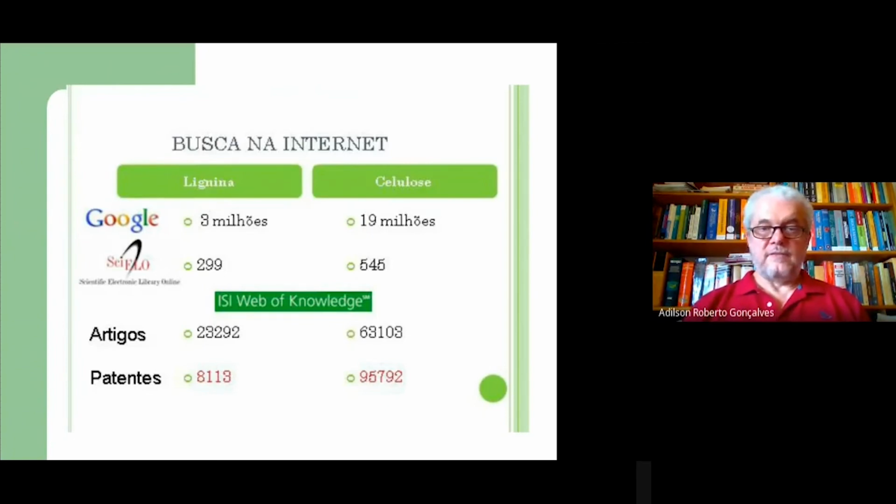In this figure, it's very simple. We just compared, by making a search on the internet, how many entries we have for lignin and cellulose, using even Portuguese, English, and German words. Comparing cellulose and lignin, we have more entries for cellulose, of course. This is the situation comparing Google, SciELO, which is Brazilian-based, and Web of Knowledge, divided between articles and patents. You can note these red numbers for patents. We have more cellulose than lignin.